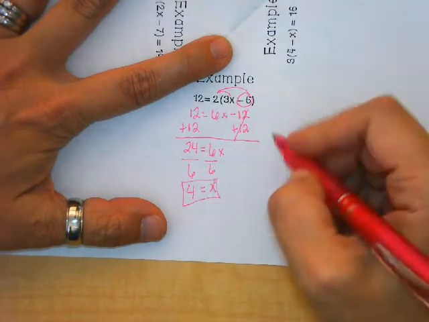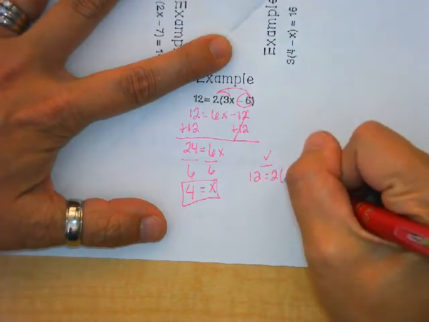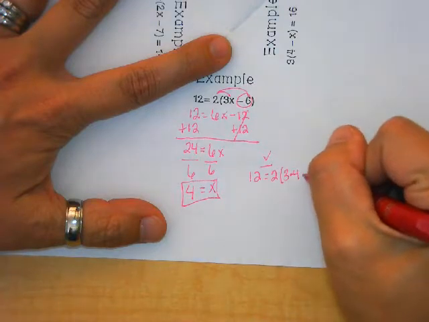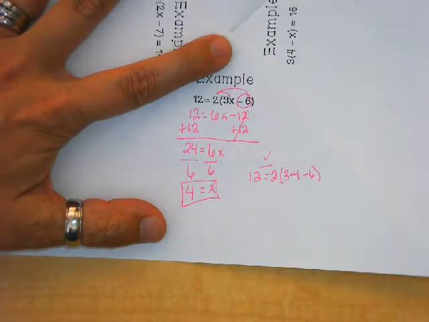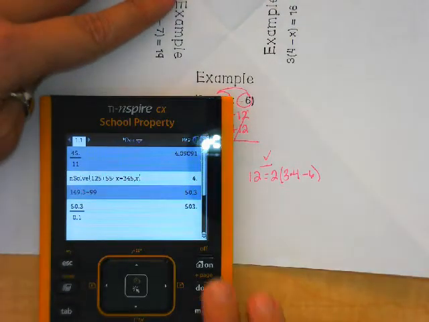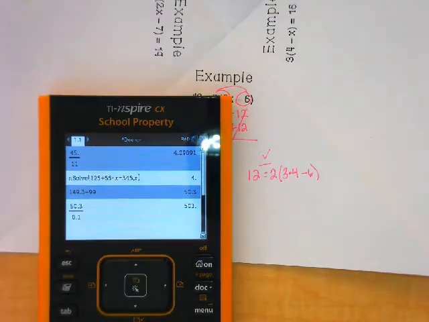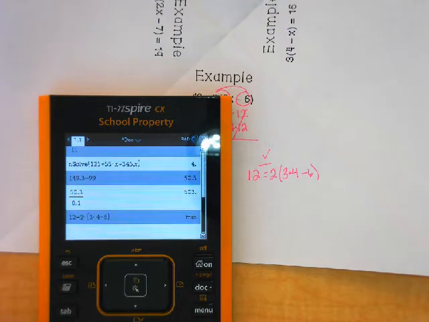Make sure that you're plugging into your calculator and doing that check step. 12 equals 2, and then we have 3 times 4 minus 6. When you plug that into your calculator, let me get my calculator set. So in my calculator, I can say 12 is equal to 2, parentheses, 3 times 4, minus 6, close parentheses. It is true, so I did a good job there.